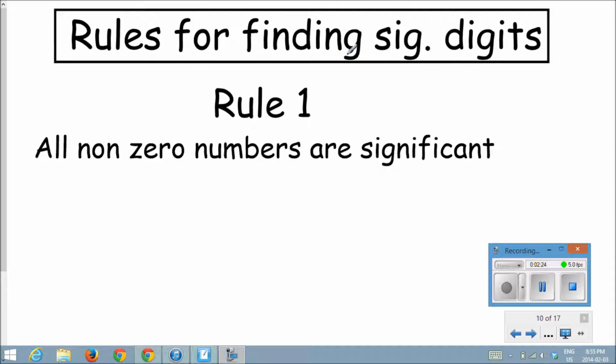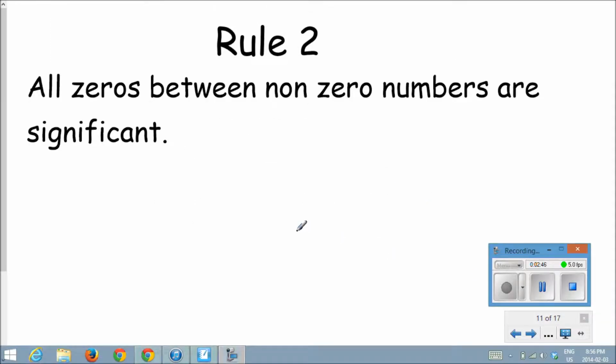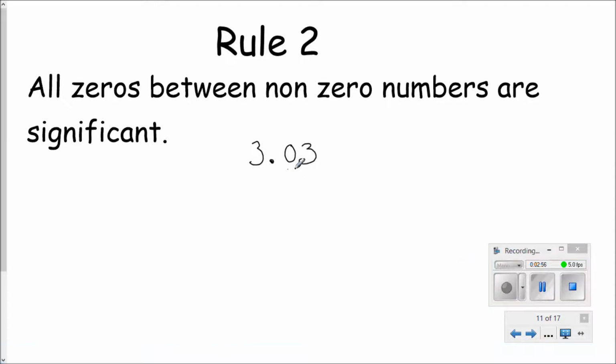So let's summarize some rules for finding significant digits. The first rule that we have is that all non-zero numbers are significant. The number 3.14 has no zeros in it, so therefore it has 3 sig digits, so 3 significant digits. The second rule that we have is that all zeros between non-zero numbers are significant. Let's take a look at an example. This here is a 0 between two non-zero numbers, so therefore it's significant. And these are non-zero numbers, so they are significant as well. So therefore, this has 3 significant digits.